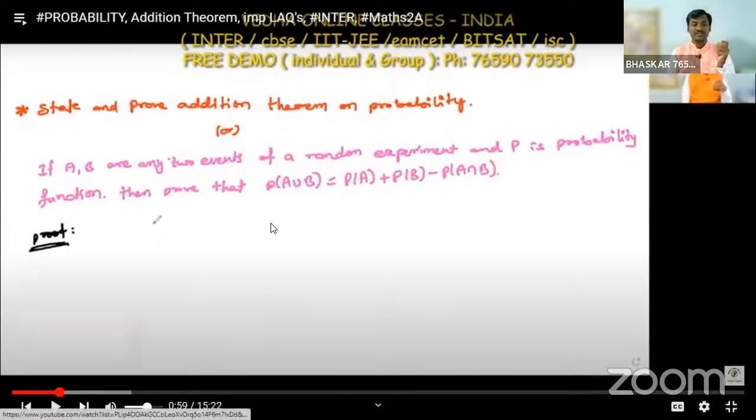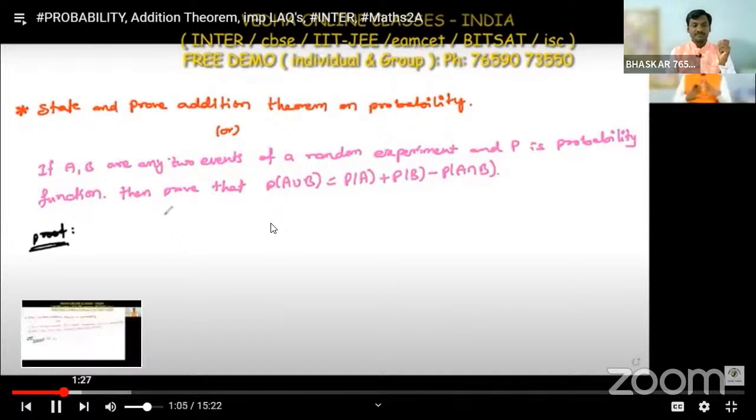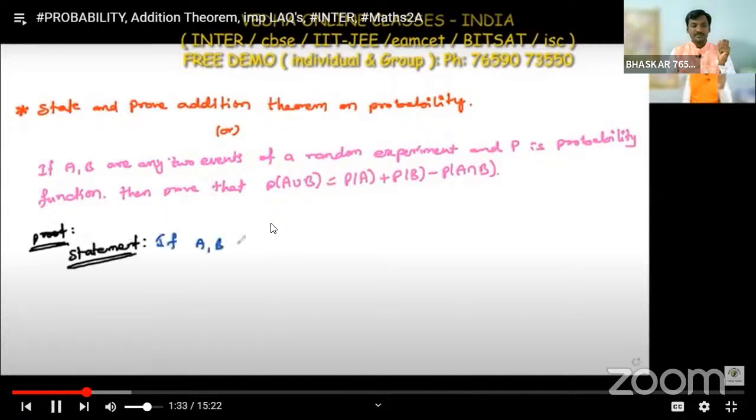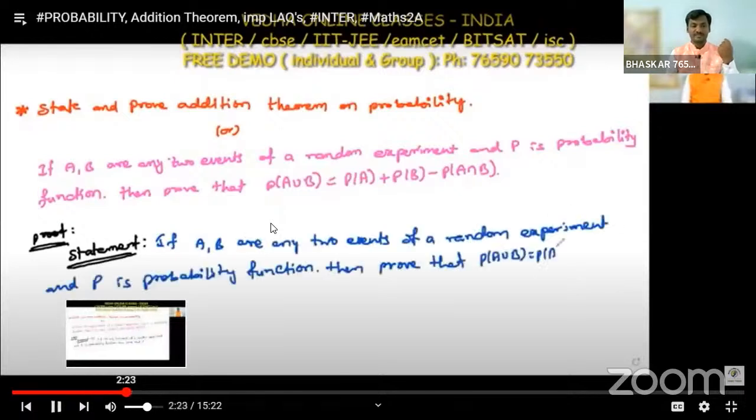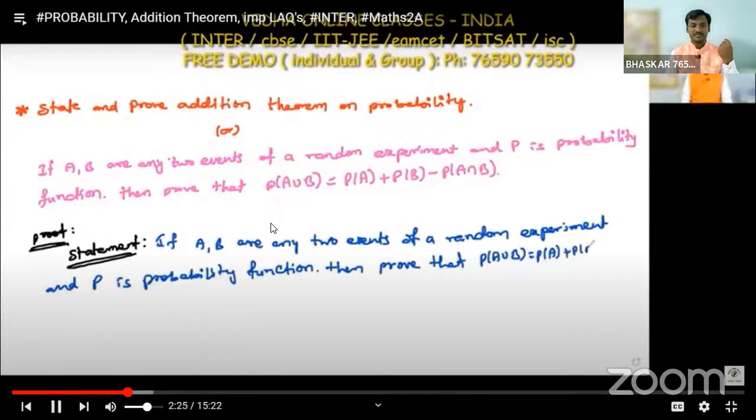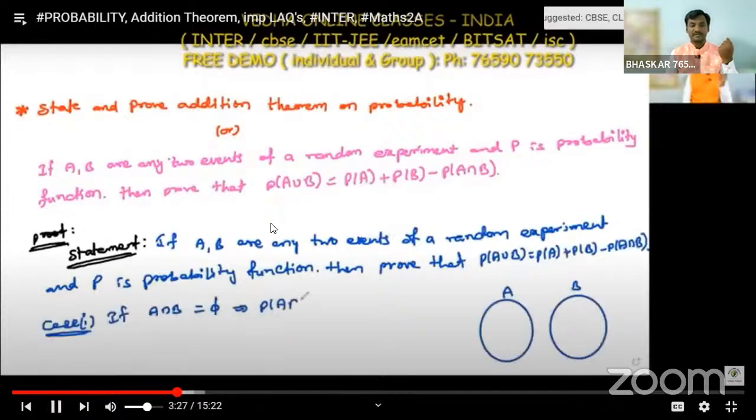Just once if you play the video: state and prove the addition theorem on probability. But mostly they ask to state, and there are marks for writing the statement also. That's why sometimes they ask for the statement, so we have to write the statement. Probability of A union B is equal to probability of A plus probability of B minus probability of A intersection B.